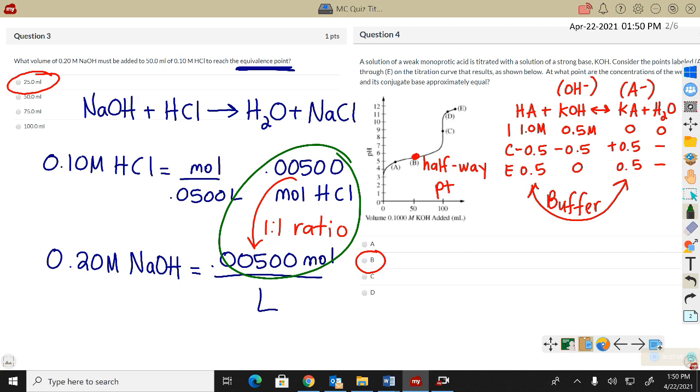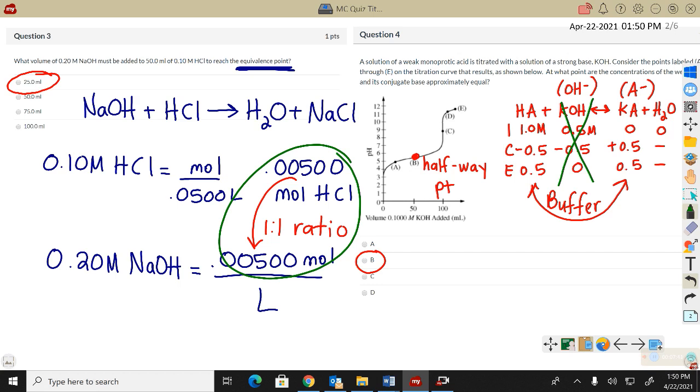Now initially my two products are 0, and eventually I don't care about the water anyways. What happens as I fill out the ice table? Well, that strong base is my limiting reactant, so eventually that one is out and down to 0. But then do you see what happens as a result of the shift? The 1 molar weak acid is going to go down to 0.5 molar, and the conjugate base is going to go from 0 up to 0.5.